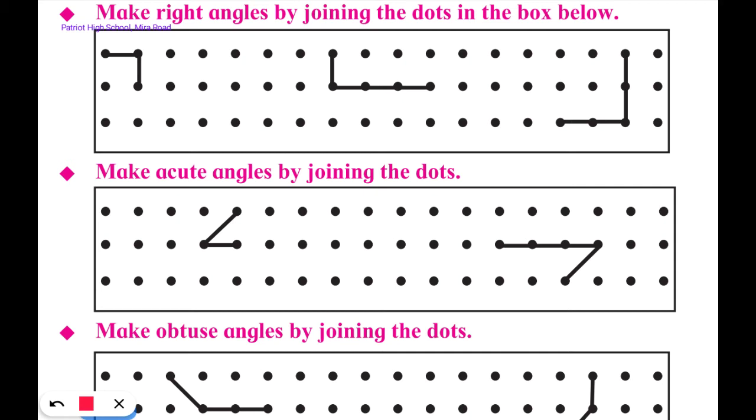Make acute angles by joining the dots. So we can make an acute angle by joining these dots, or we can make an acute angle joining these dots. This is an acute angle. This is an acute angle. We can make bigger figures with an acute angle. So this is an acute angle.